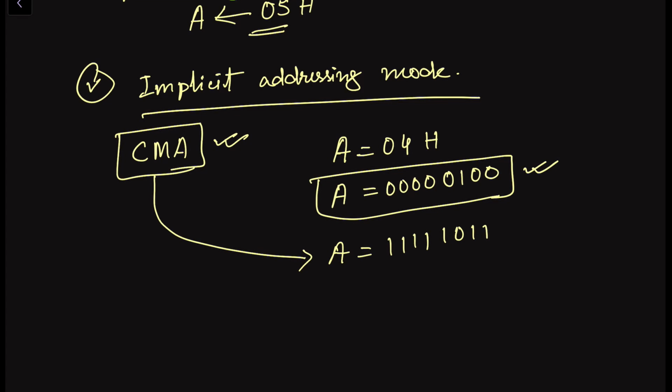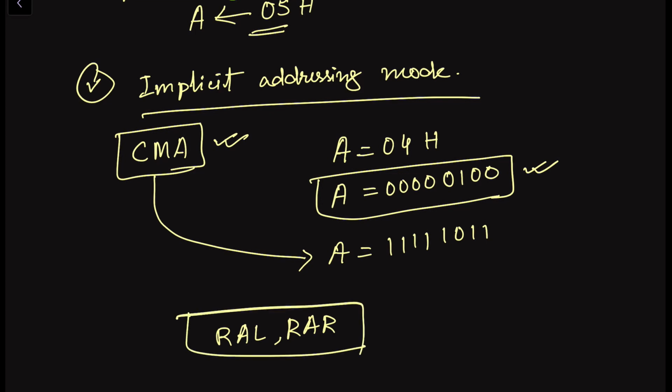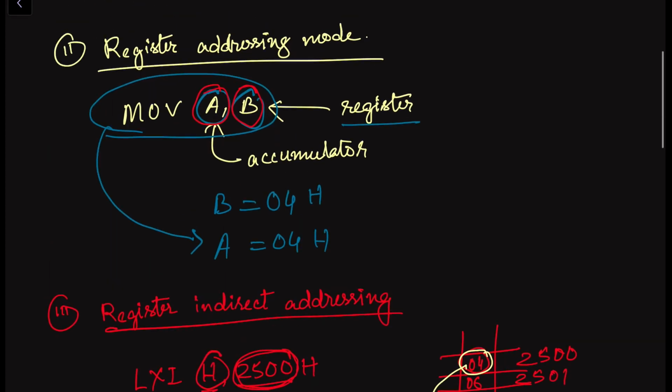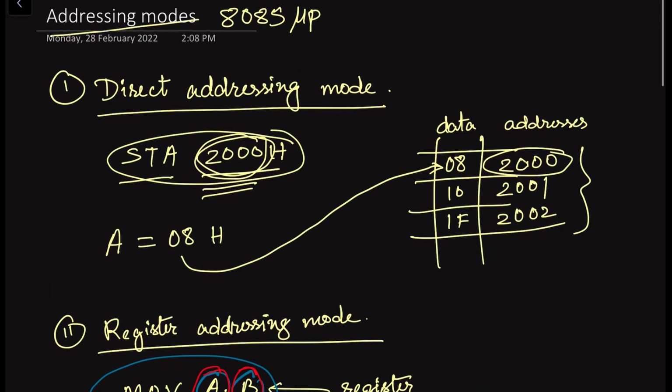This is the implicit addressing mode. We are not given any other type of addressing mode here. That means the instruction operation is performed on the accumulator content. We have other examples also, such as RAL, RAR, etc. These are other instructions that fall under the implicit addressing mode. So in this video we have learned about the various addressing modes in the 8085 microprocessor.